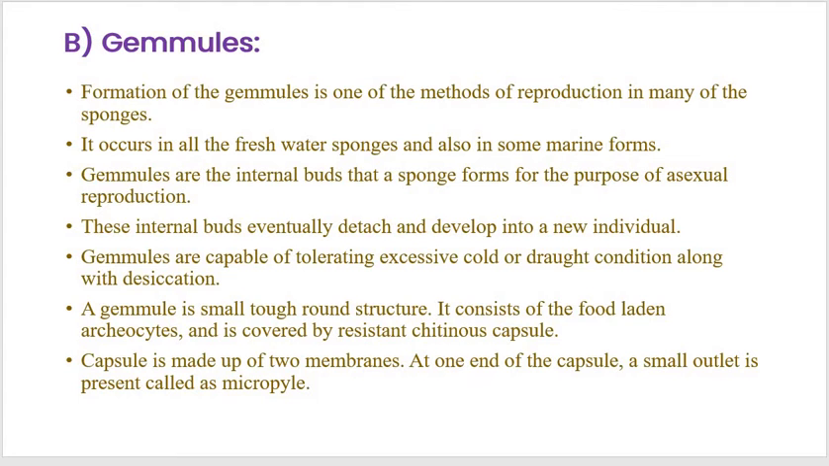Now the gemmules are the internal buds that a sponge forms for the purpose of asexual reproduction. These internal buds detach after some time from the body of the sponge, and they develop into a new individual sponge. The gemmules are capable of tolerating excessive cold or drought conditions along with desiccation.